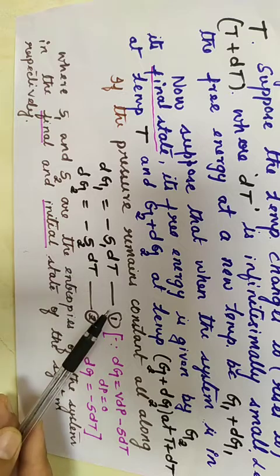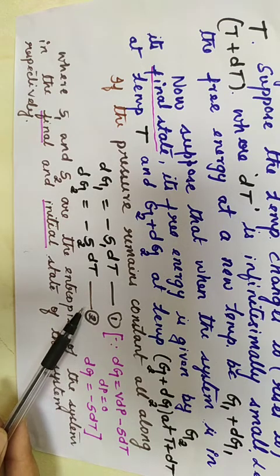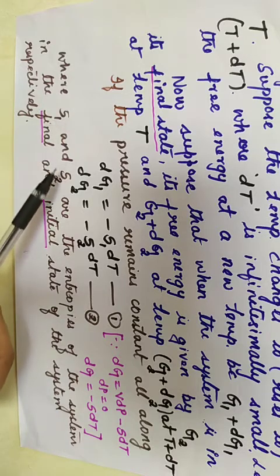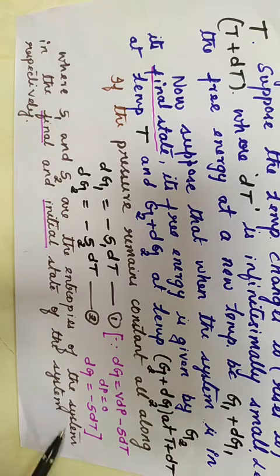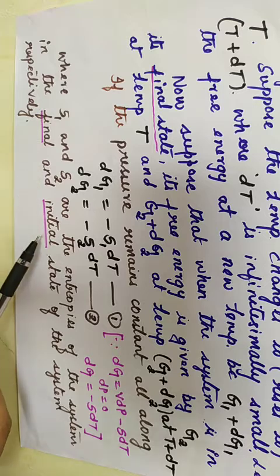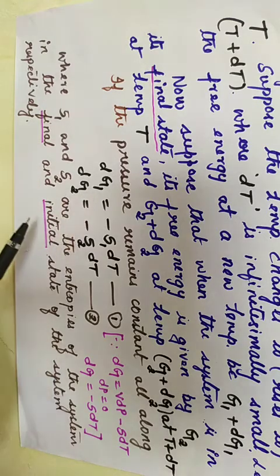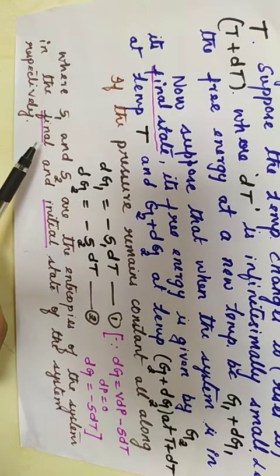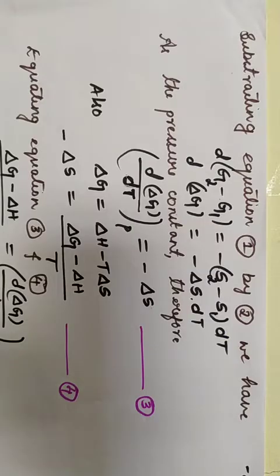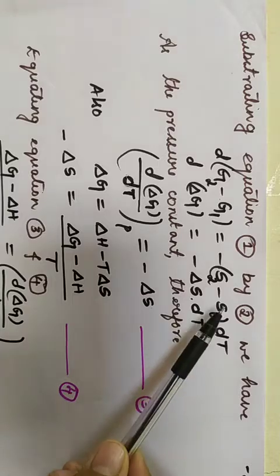Let us take the first one, the initial state, as equation number 1 and the final state as equation number 2. So where S1 and S2 are the entropies of the system in the initial and the final state. 1 represents the initial state and 2 represents the final state of the system respectively. Well, let us move to the next part of the derivation.